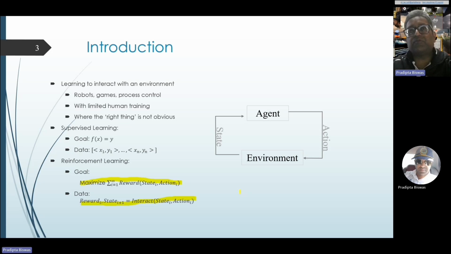In some cases, we will try to take it near to the goal state when the goal state is not very well known.